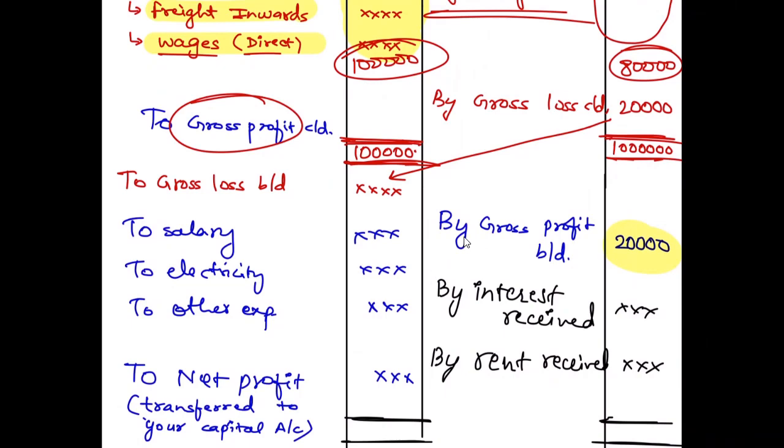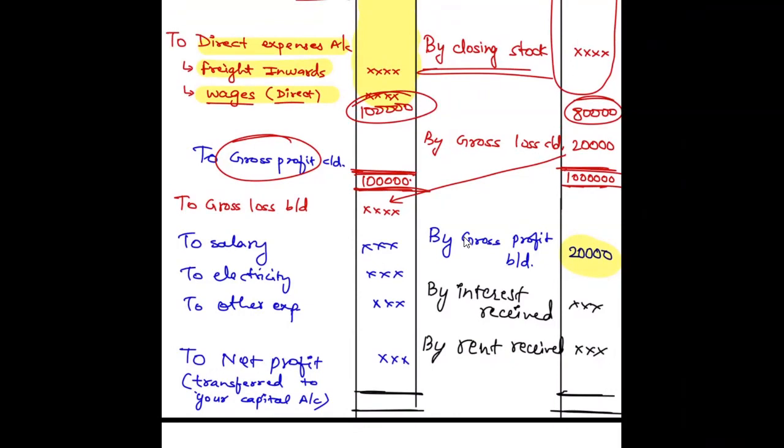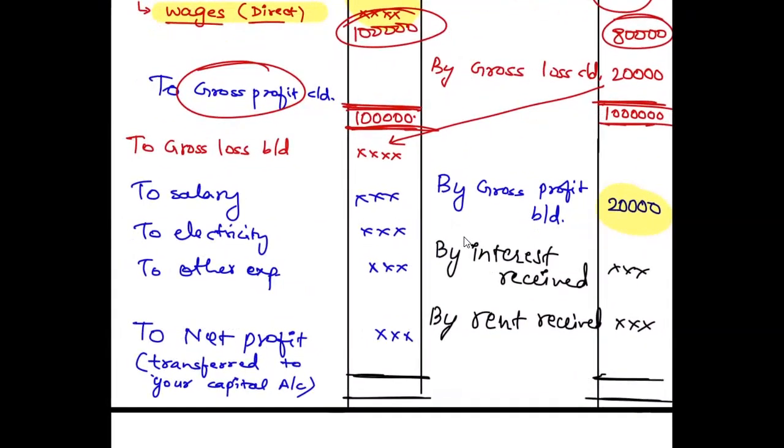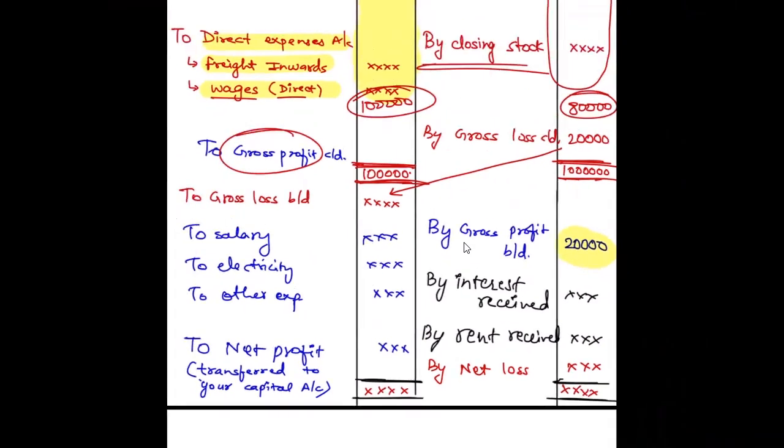Note it down, everyone. Same way here also: if we have a net profit, it will come here, but if we have a net loss, it will appear over here. Your total will always and always match with the balances mentioned here. Everybody note this down.